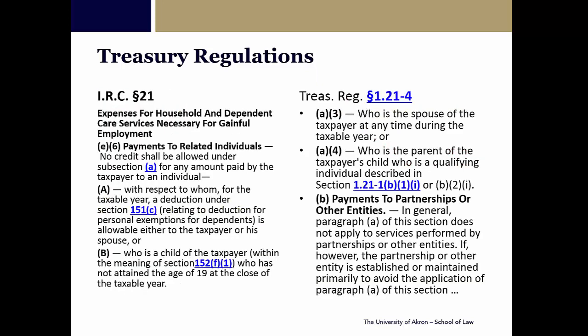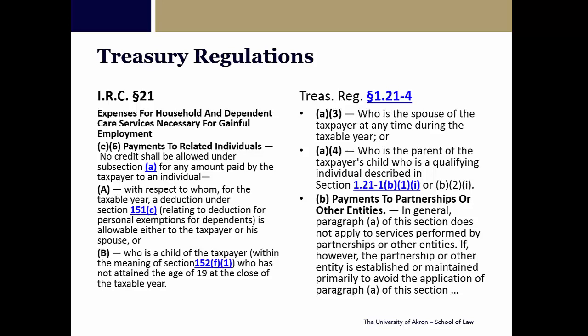Okay, just an example of how a Treasury regulation fleshes out the Internal Revenue Code. So this is your Internal Revenue Code section for the child care tax credit. If the person who is being paid to take care of the children is a dependent or a child under 19, then there's no credit. That's what your Internal Revenue Code section says.